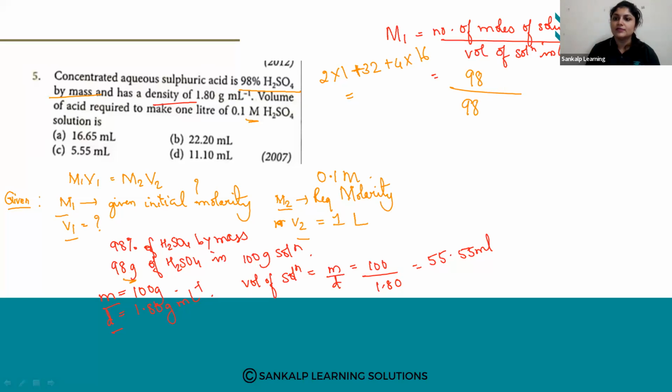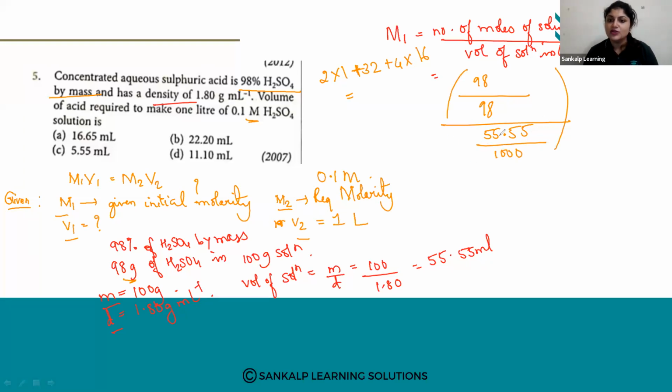Given weight by molecular weight. Now, number of moles of solute: given weight is 98, and molecular weight is also 98. This is our solute. Now, when you're talking about volume of solution in liter, what is this volume? It is 55.55, in ml. ml means you have to divide it by 1,000.